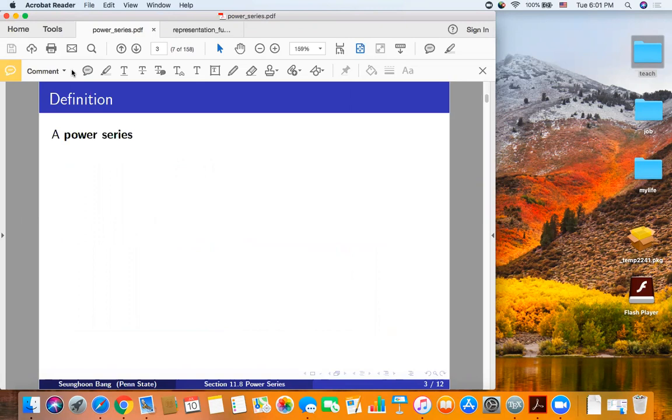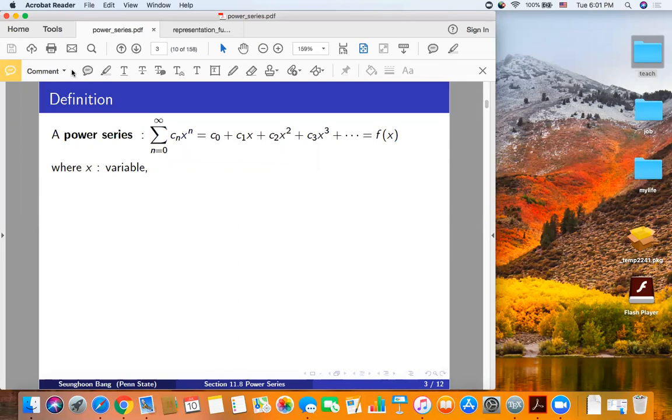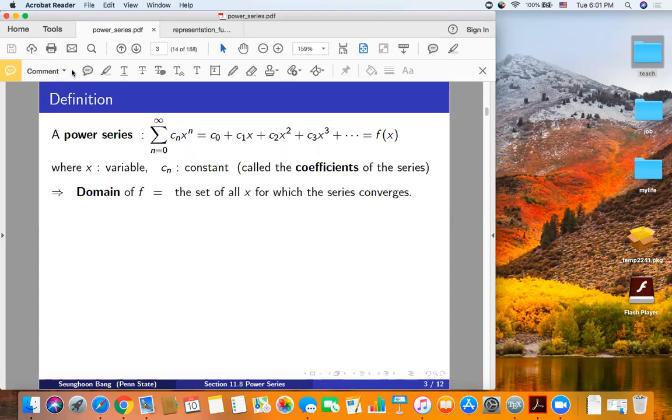The first one is the power series. The power series is the summation from n equal to 0 to infinity of Cn times x to the n. The expanded form is C0 plus C1x plus C2x squared plus C3x cubed plus and so on, where x is a variable and Cn is a constant, called the coefficients of the series. What's the domain of f? The domain of a power series is the set of all x values for which the series converges.